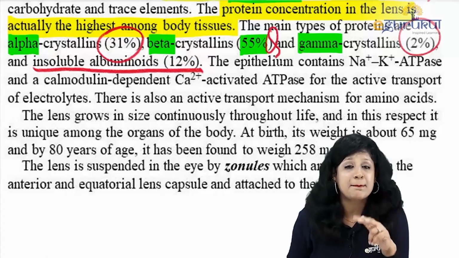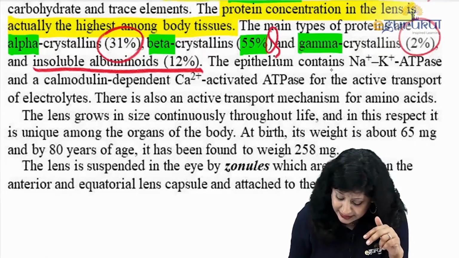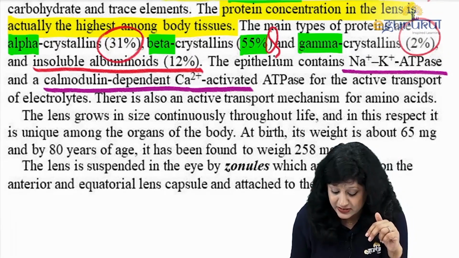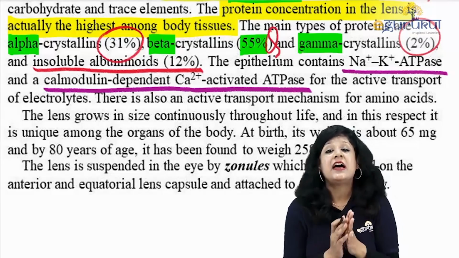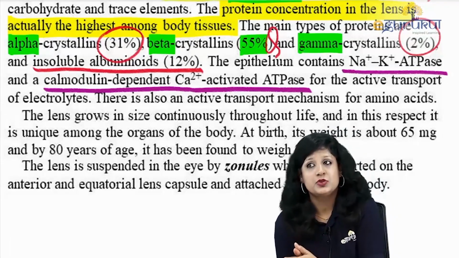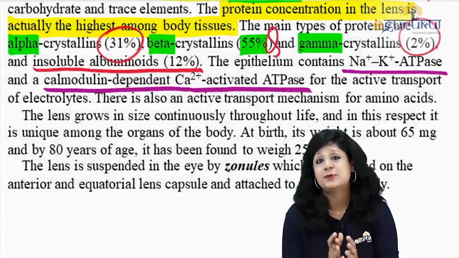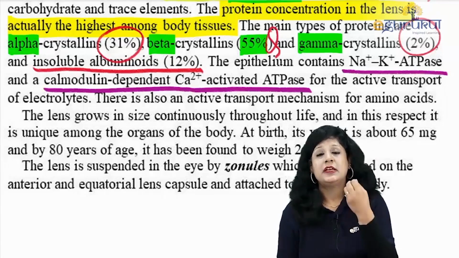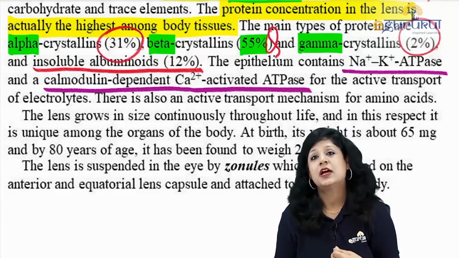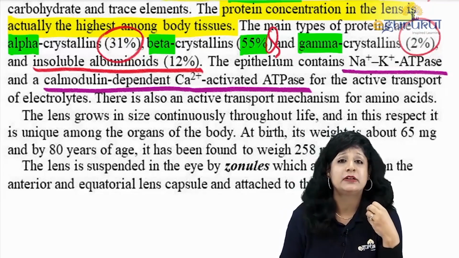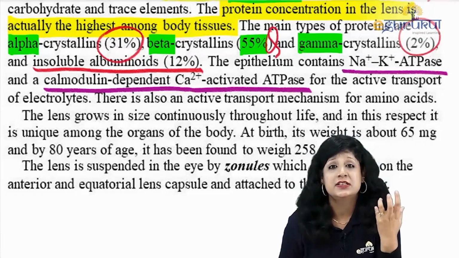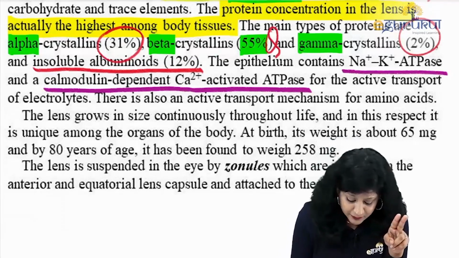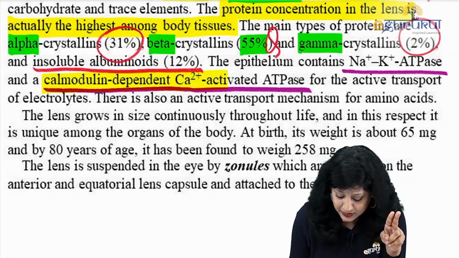Now coming to the epithelium. This epithelium contains the sodium potassium ATPase and a calmodulin dependent calcium activated ATPase. These are required for active transport. Now, when we have so many solutes present in the lens, we have the cortex, which is metabolically active. So many metabolic pathways take place there, so it's pretty important that we have certain enzymes. What are the two important ones? We all know sodium potassium ATPase. Then we have this calmodulin dependent calcium activated ATPase also.